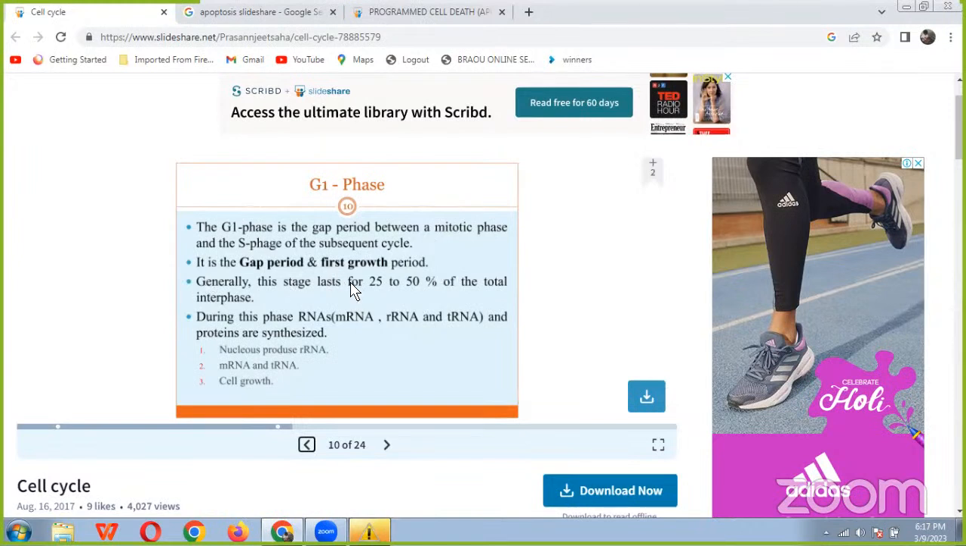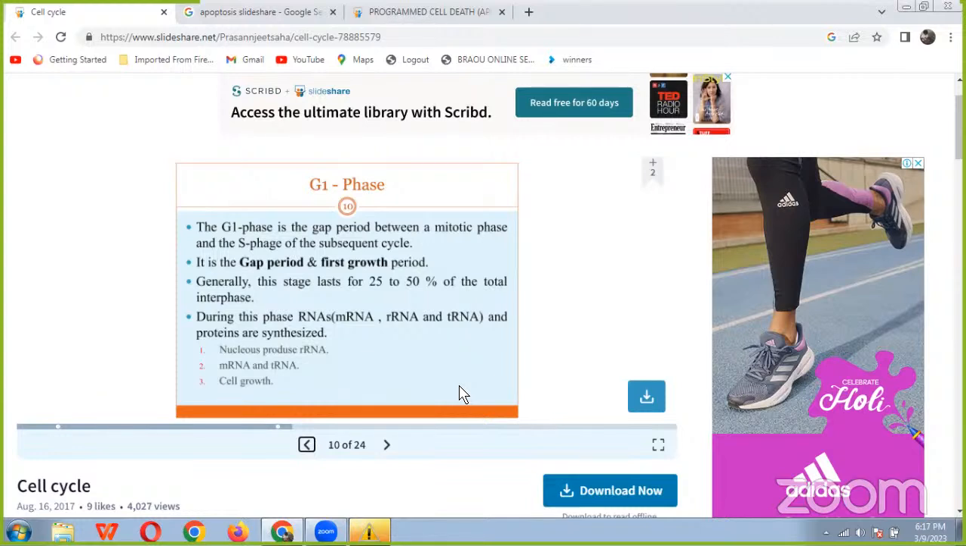The first growth period is also called G, meaning gap. It is the gap period and first growth period. Generally, this stage lasts 25 to 50% of the total interphase. During the G1 phase, mRNA, rRNA, tRNA, and most of the RNAs are involved in protein synthesis.